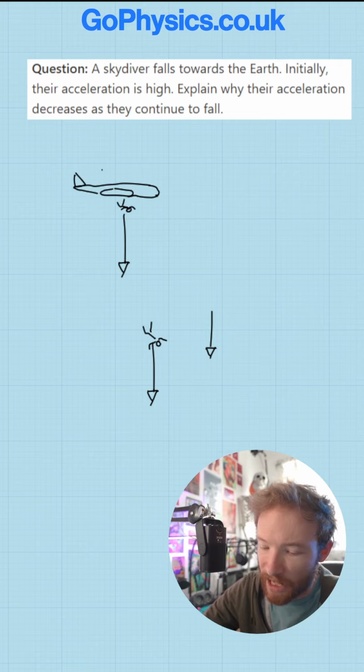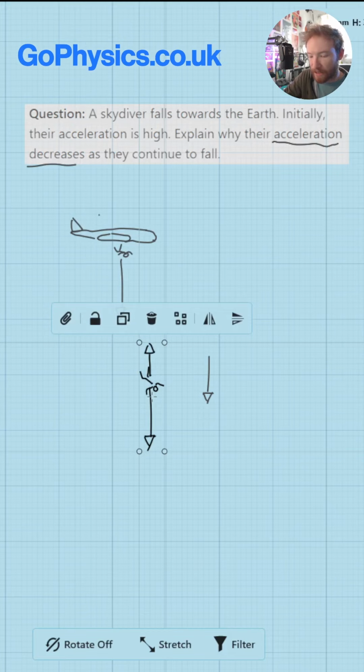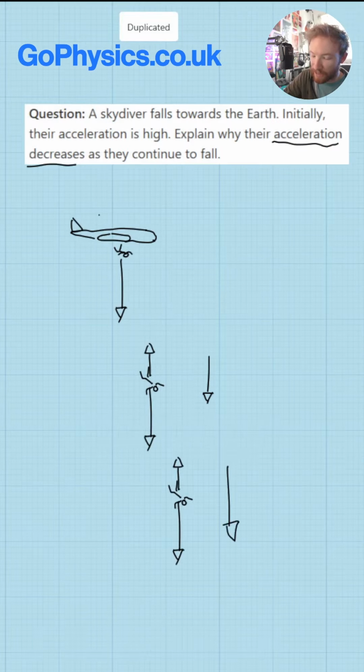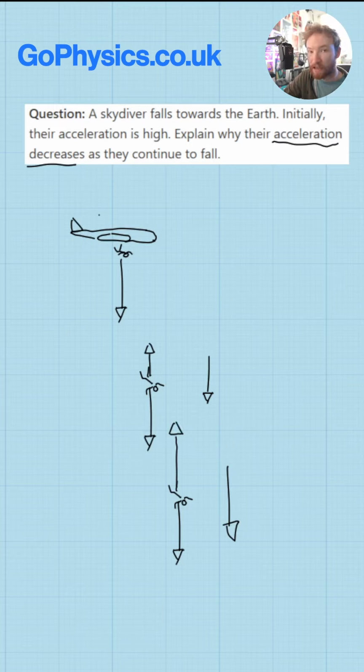What's going to happen is as this skydiver increases in velocity, this air resistance force, this drag force, is going to gradually increase. And so, as they continue to fall, their velocity is going to increase, and as their velocity increases, that force due to air resistance or drag is also going to increase until the point where the top force here is going to equal the bottom force, which means that there is no longer a resultant force. And if there's no resultant force, then the acceleration is going to be 0.